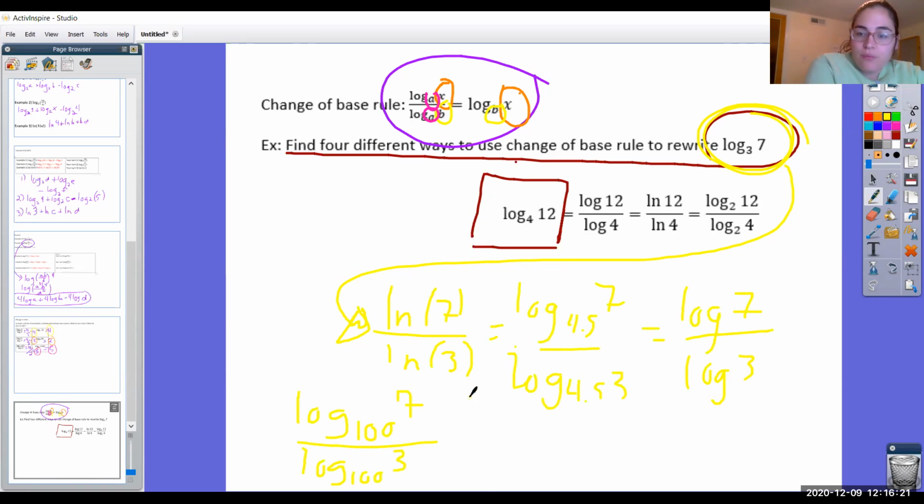All right, so the 4 examples that I chose were natural log over natural log base 4.5 over log base 4.5, common log base 10 over common log base 10, and then log base 100 over log base 100. But just remember, just like we talked about, the argument has to go in the numerator and the base has to go in the denominator. Okay, so you can practice with that. You can test different examples of arguments and bases and see that they all come out to the same thing.